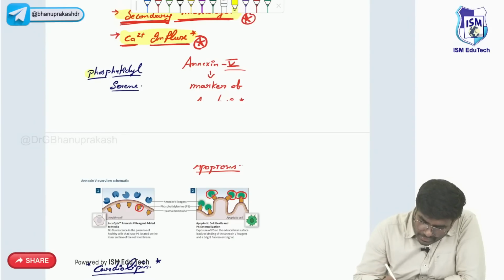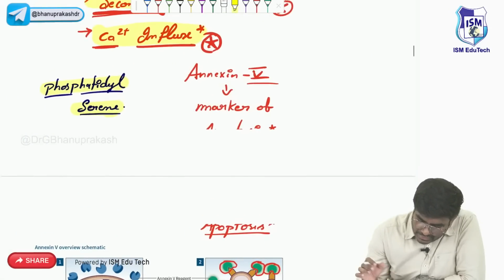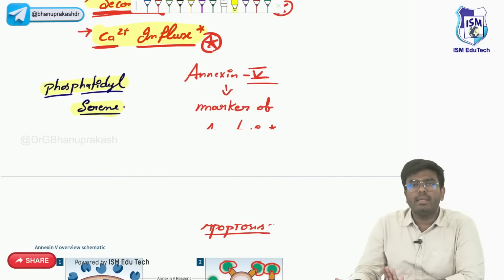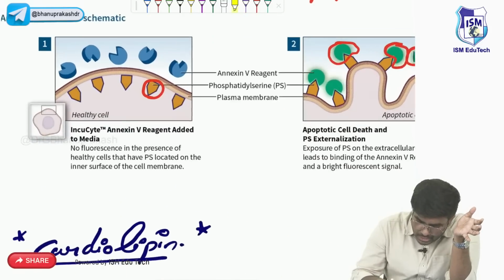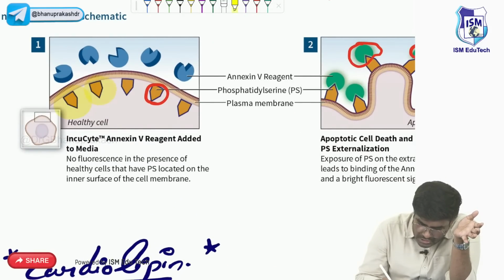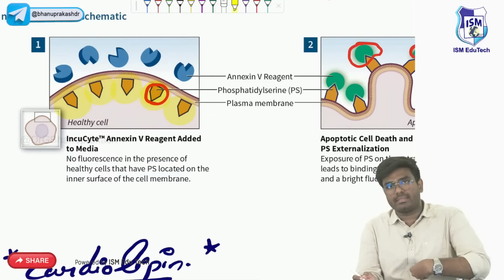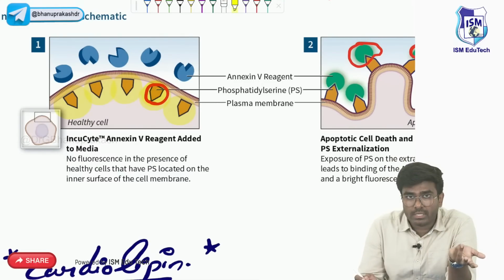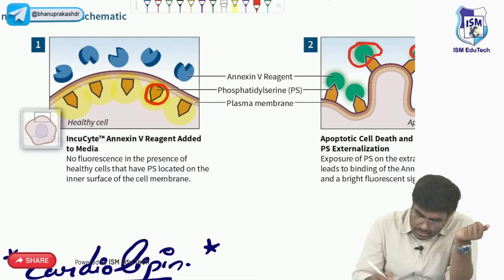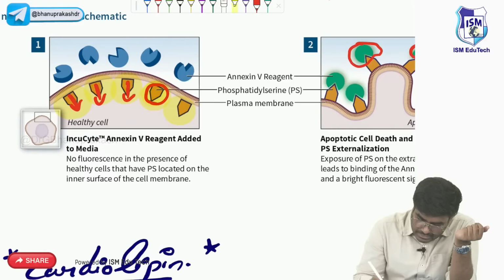The next phospholipid is phosphatidylserine. Normally, in a healthy cell, where are these phosphatidylserine molecules present? They are present inside the cell. They are not exposed outside.